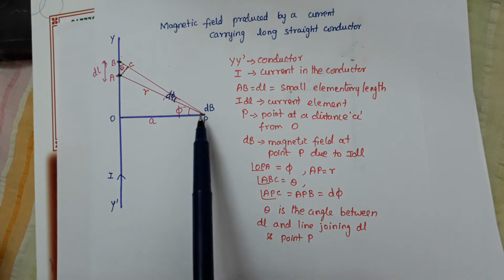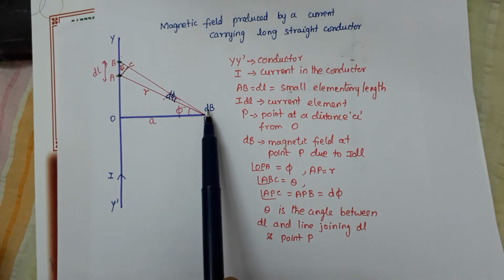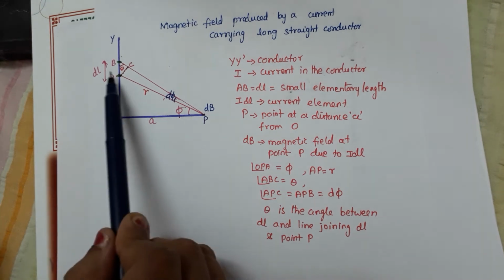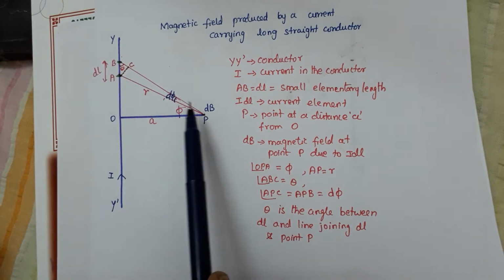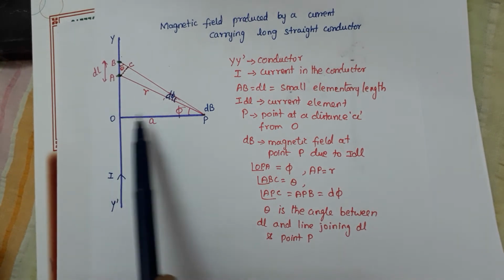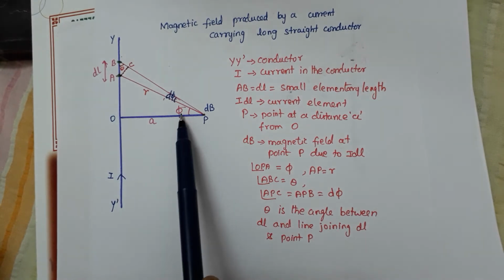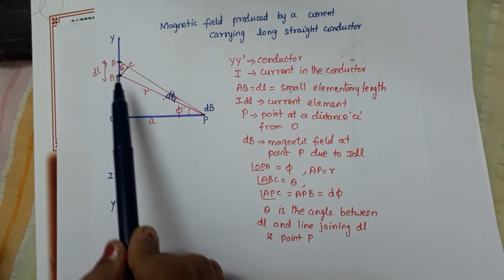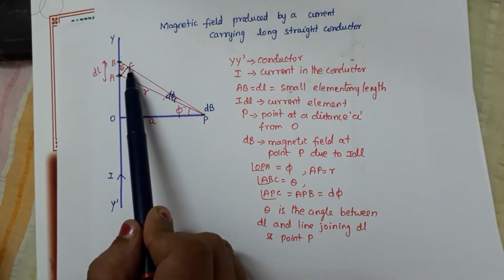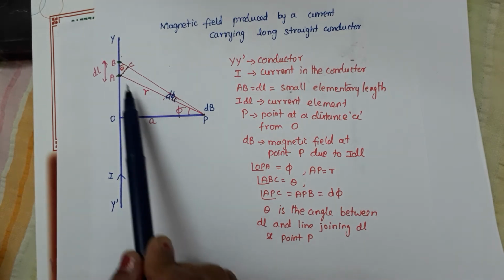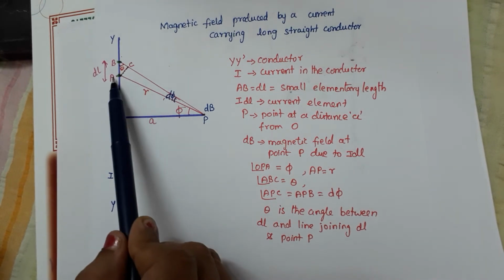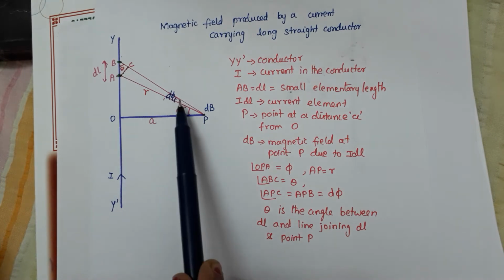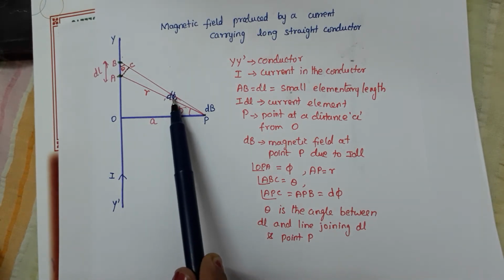Now you know what dB is? dB is the magnetic field, right, produced by the current element I dL. Look at the angle, children. Angle OPA is angle phi, and you can note down angle APC is d phi. APC and also APB, both are the same angle d phi.